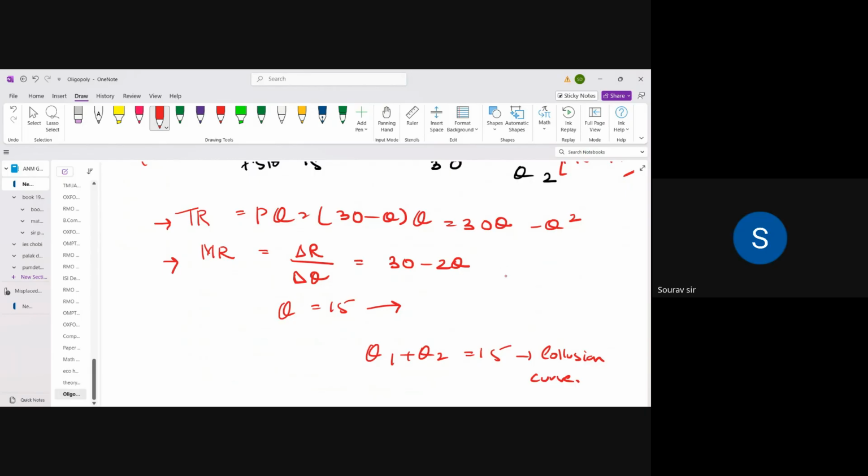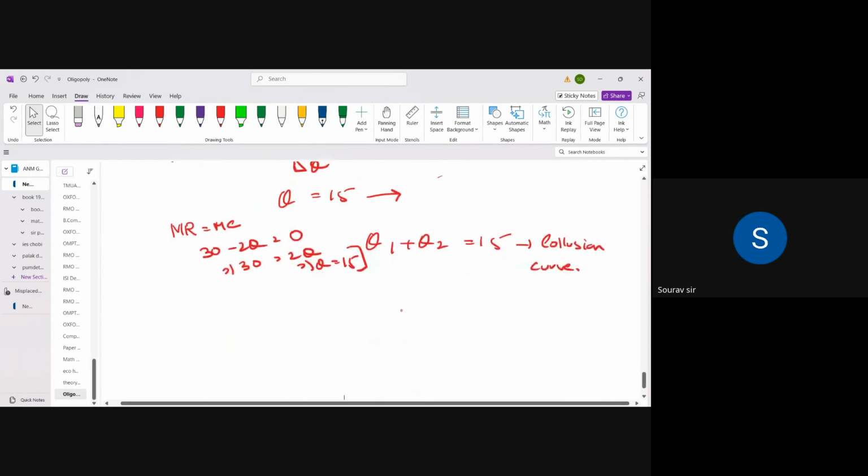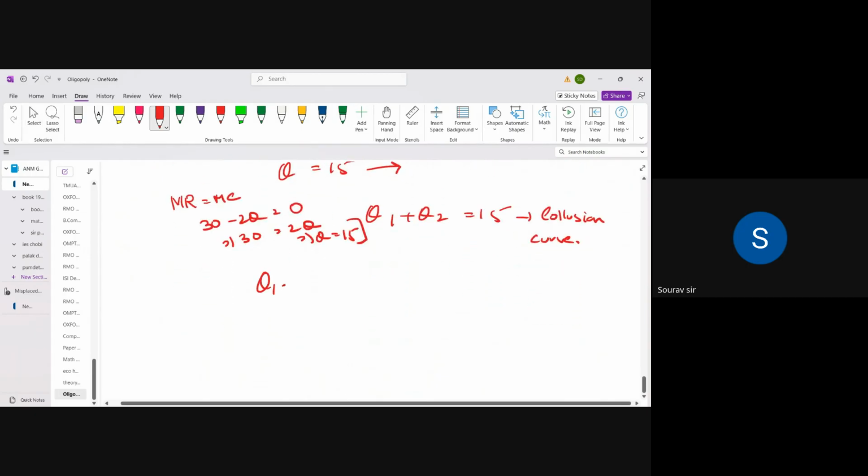So if you set MR to 0, then MR equals MC. So 30 minus 2Q equals 0, or 30 equals 2Q, or Q is 15. So the collusion output is 15 because they are colluding. Now it is clear? So if the firms agree to share profit equally, each will produce half. So that will be Q1 7.5 and Q2 7.5.